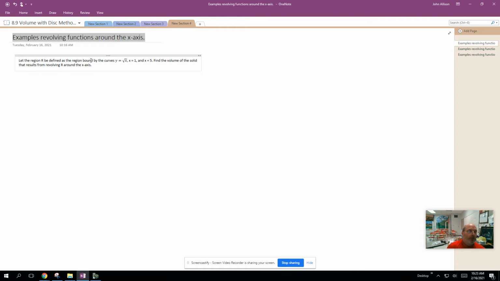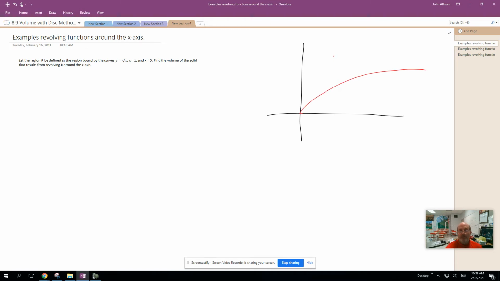Let R be the region bound by the curves y equals the square root of x, x equals 1, and x equals 5. We're going to find the volume of the solid that results from revolving R around the x-axis. The first thing I'm going to do is sketch this curve and this region. It makes it so much easier if I can see it.